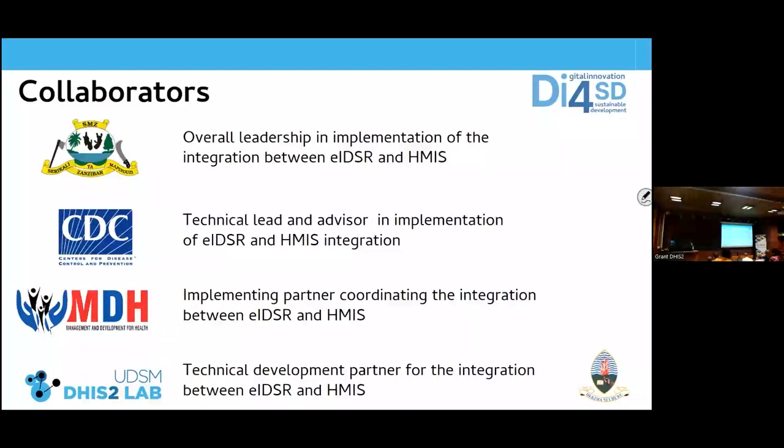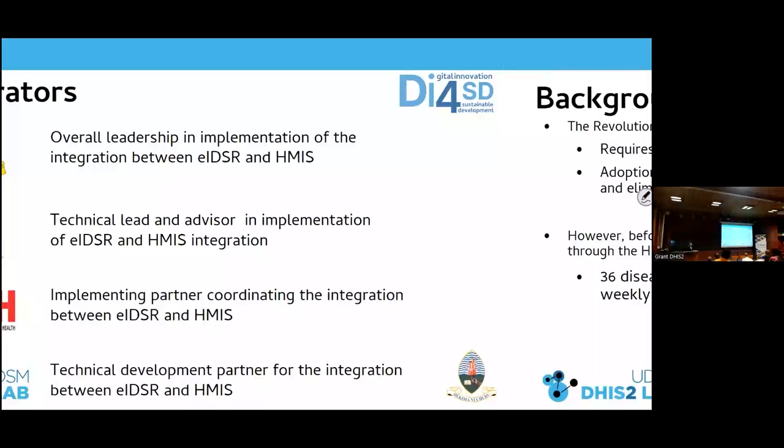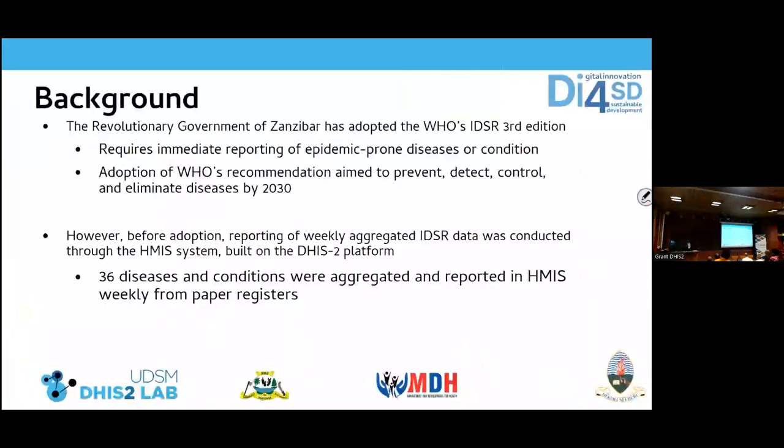So, the background of how this came about. The Revolutionary Government of Zanzibar has adopted the WHO IDSR third edition, which requires immediate reporting of epidemic-prone diseases or conditions. Before the new improvement of EDSR, Zanzibar was only reporting aggregate data weekly. They had 36 diseases which they were reporting weekly, but only in aggregate. Before, weekly aggregate data reporting was conducted through the normal HMIS system.